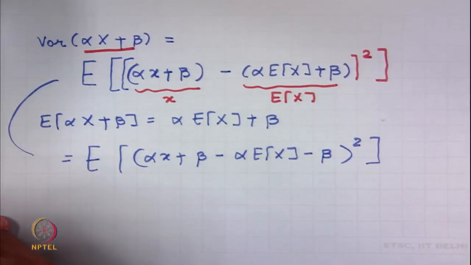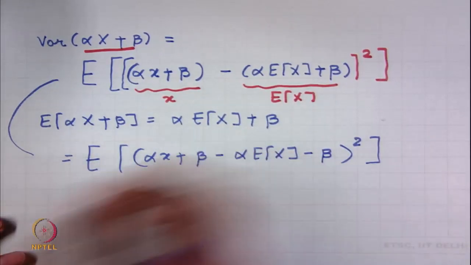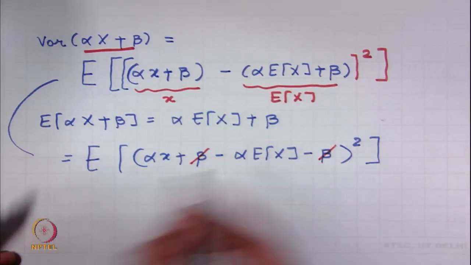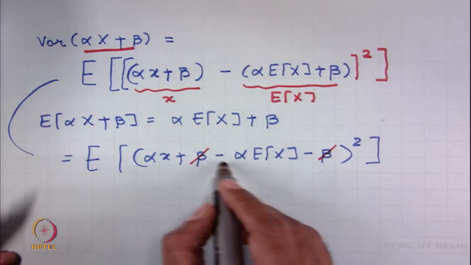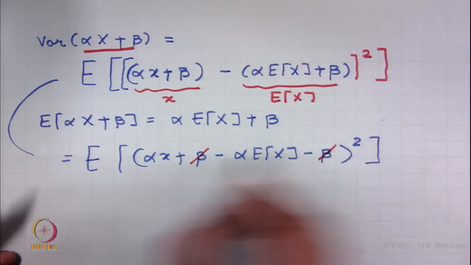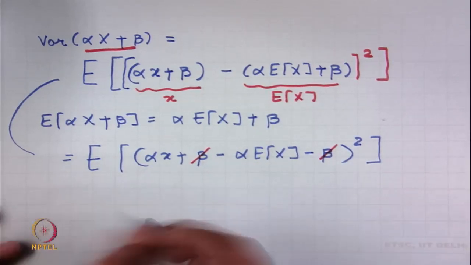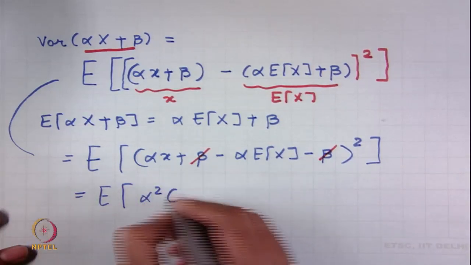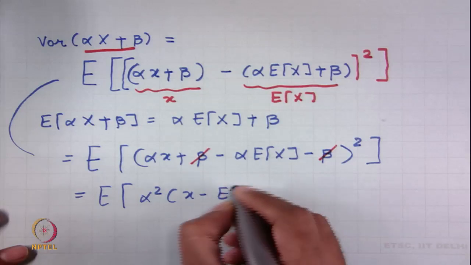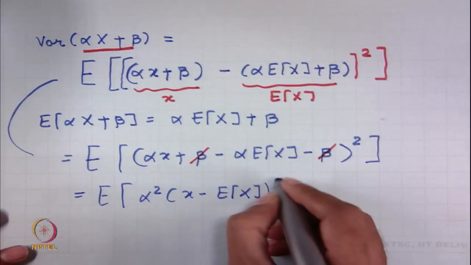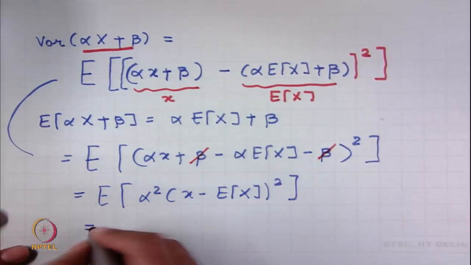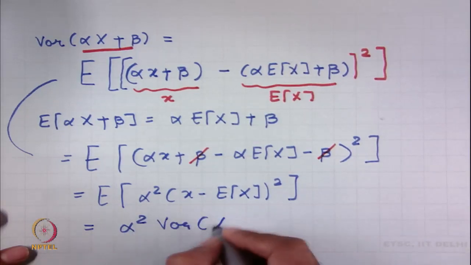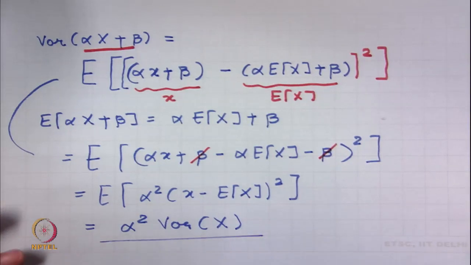and as you can see from this expression, I can cancel beta with beta, and then I have alpha x minus alpha E x, squared. I can again take out alpha, and this is nothing but alpha square times the variance of x.